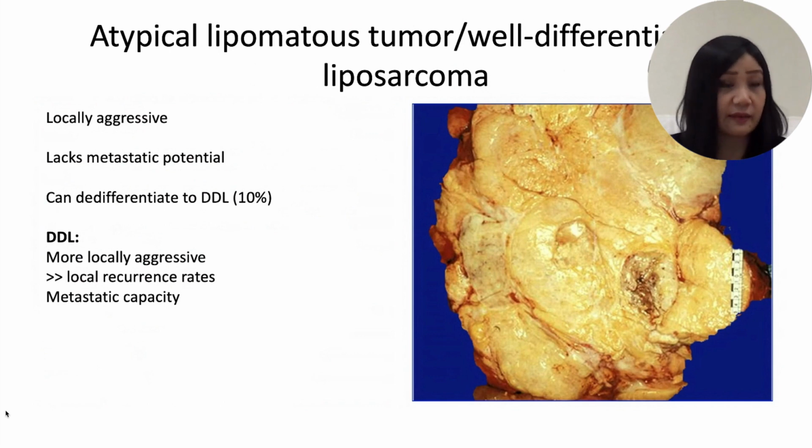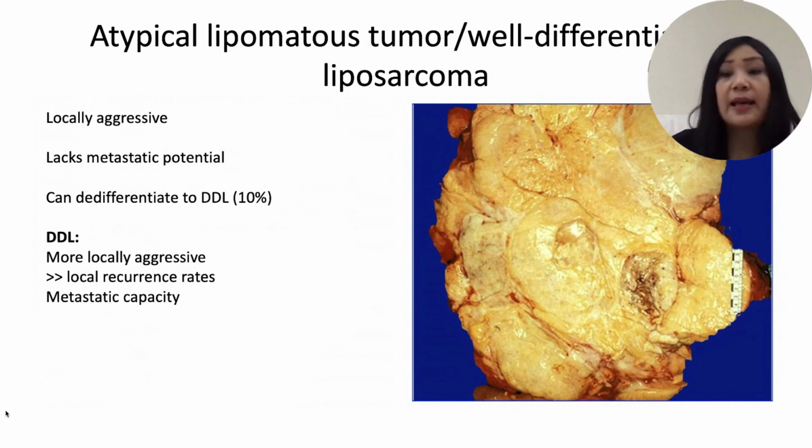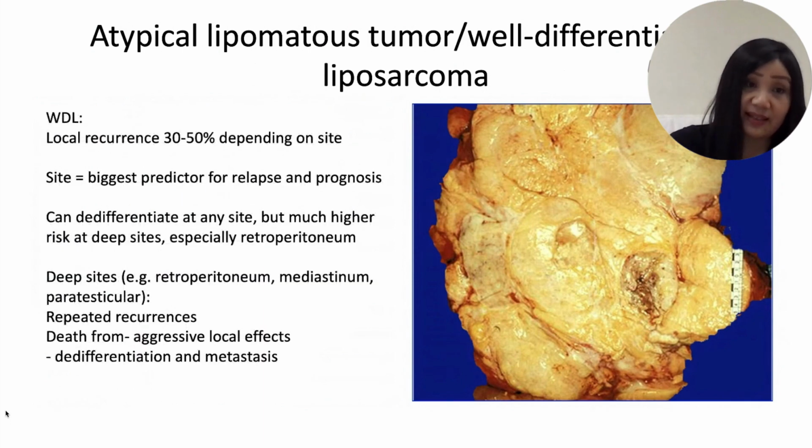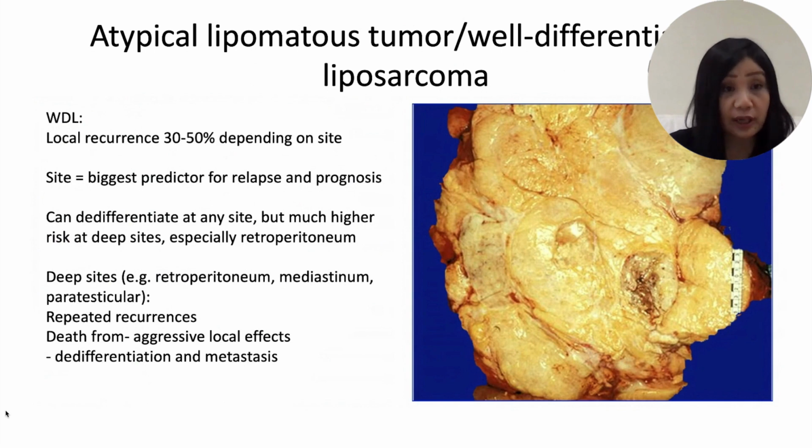These are locally aggressive tumours, but lack metastatic potential. However, they can dedifferentiate in about 10% into dedifferentiated liposarcoma. Dedifferentiated liposarcoma is much more locally aggressive with higher local recurrence rates, and of course, it has metastatic capacity. So the local recurrence rate of well-differentiated liposarcoma is between 30 to 50%, depending on the site, as we might imagine. And the site is the biggest predictor for relapse and prognosis.